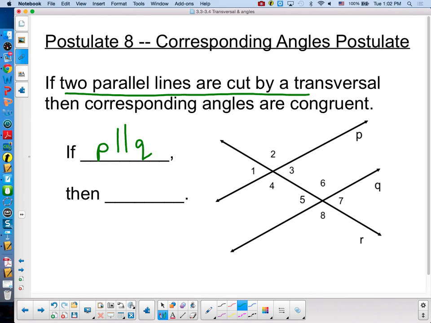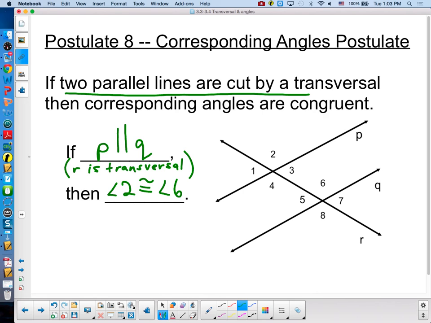Correct it is. I'm actually not going to write that down, but, well, I guess I could. Okay, R is the transversal. Then give me corresponding angles that are congruent. Angle 2, and what do we want to say about it? Is congruent to angle 6. So if the lines are parallel, angle 2 and angle 6 will be congruent.